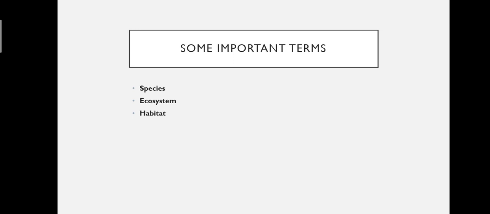The next is what? Habitat. Habitat is the natural environment of a plant or animal species where they live and reproduce. It is called their habitat. So what is habitat? The natural environment of a plant or animal species where it lives and reproduces is called habitat.